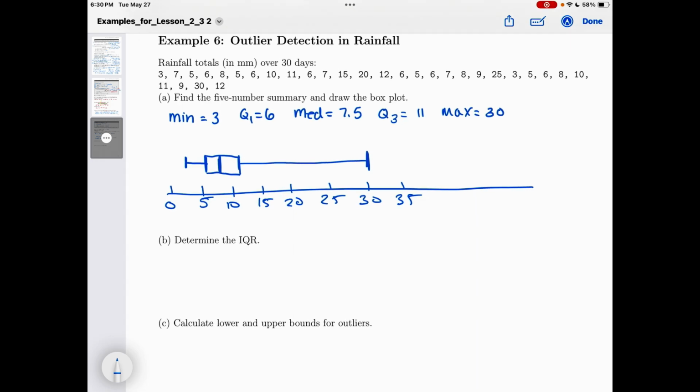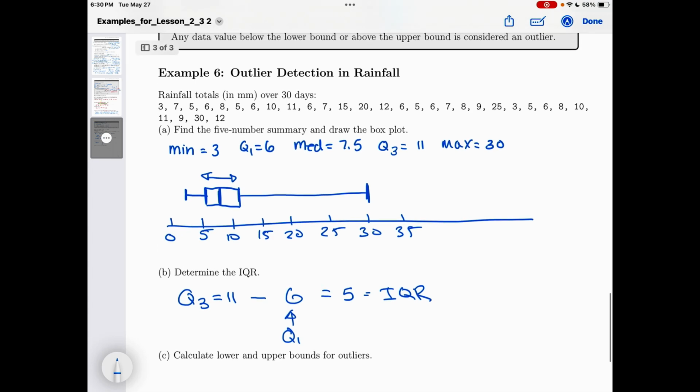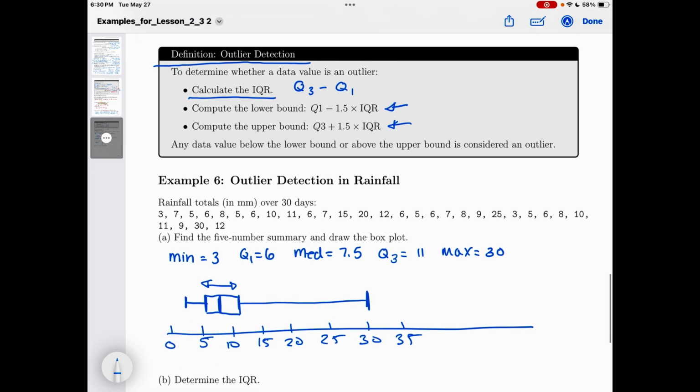The interquartile range is the range of the middle 50% of the data, the distance spanned by the box. So we're going to take Q3, which is 11, and subtract 6, which is Q1. That's going to give us 5. So that's my interquartile range, and we're going to use that for part C to find where the cutoffs are for possible outliers.